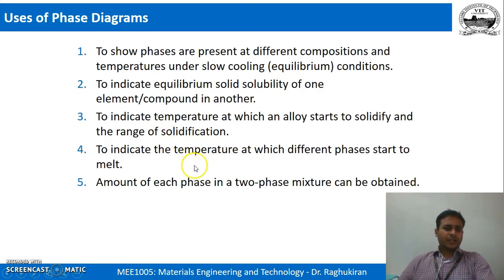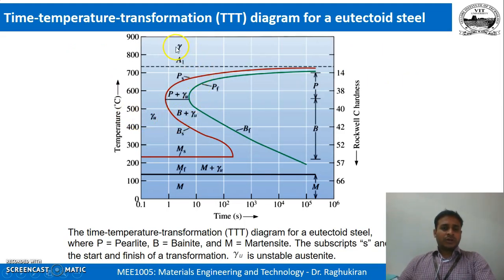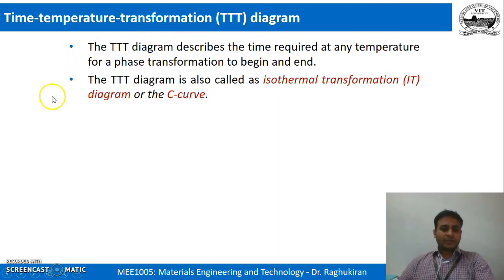So with that, the iron carbon phase diagram discussion will be over. In the next module, I will try to discuss the transformation, the time temperature transformation diagram, and also the continuous cooling curves. Okay, thank you.